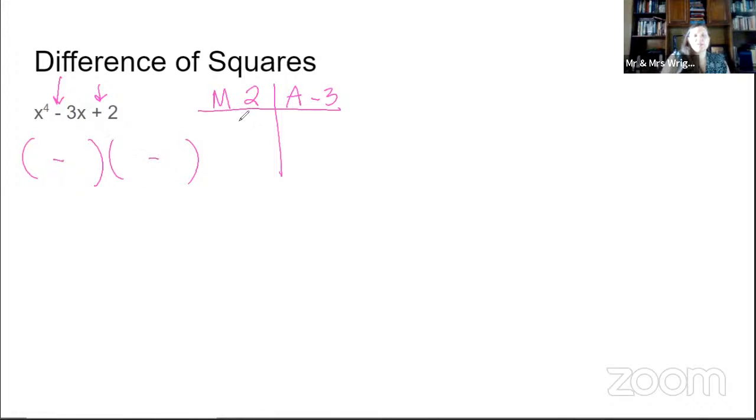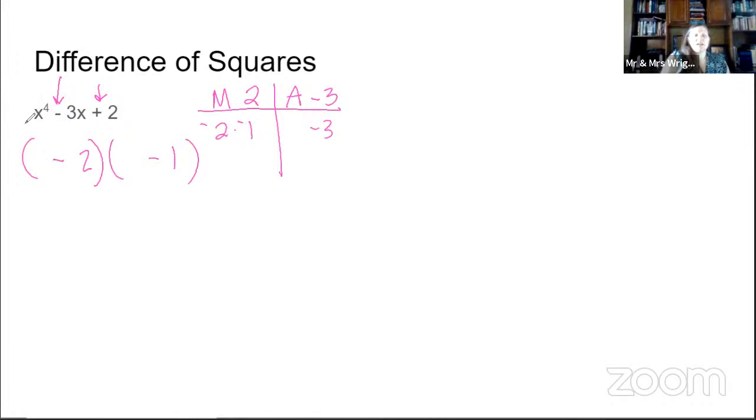So what multiplies to be 2? Well, that's easy. It's just 2 times 1, and they're both negative. -2 plus -1 is -3. So that's going to be easy. 1 and 2. Okay, well, what multiplies together?